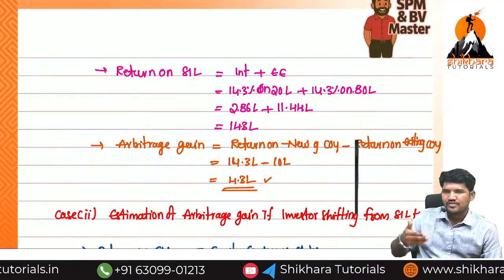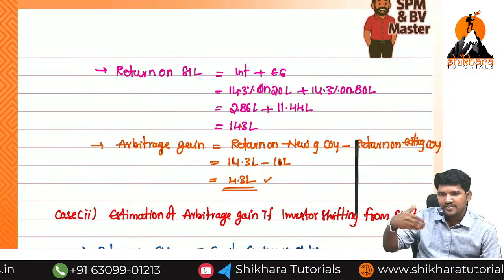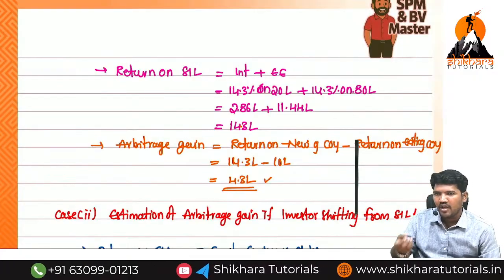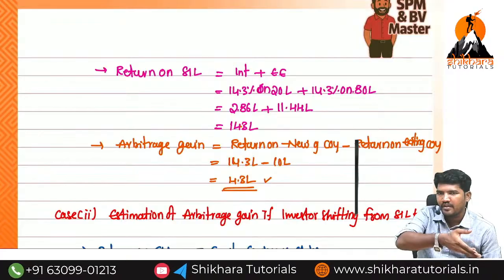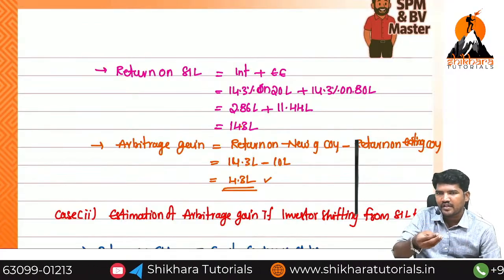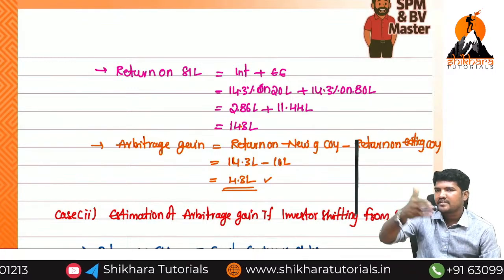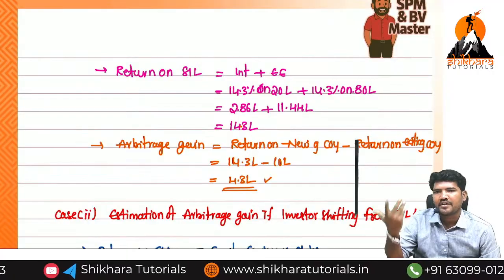It's like a process. First, I am calculating my existing company earnings. Then I am selling my stake. I will receive some X amount. I will put that X amount in a new company. I will get a percentage of stake in that company. If I get a percentage of stake, I will get that much of earnings. That earnings and existing earnings comparison is known as arbitrage gain.